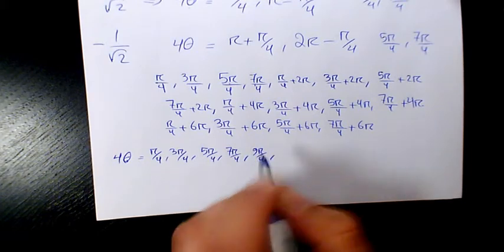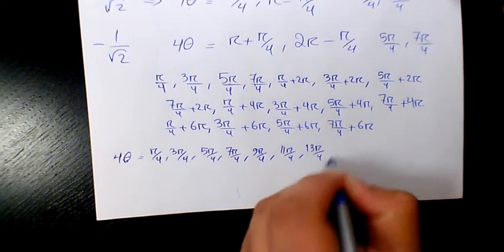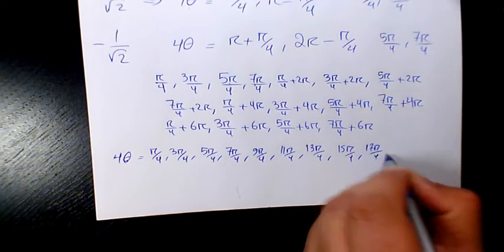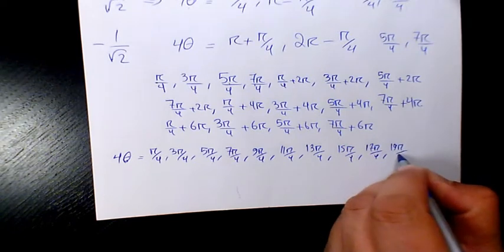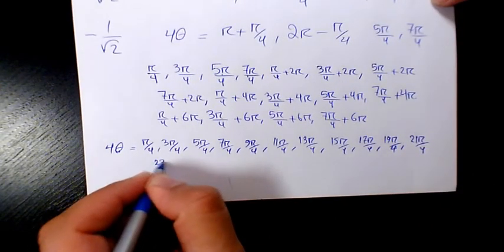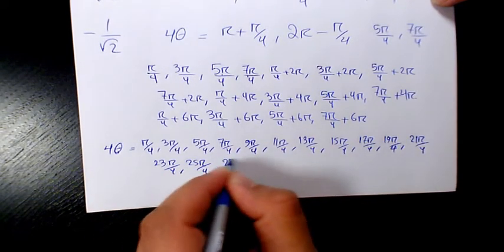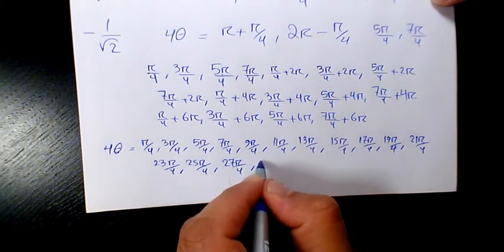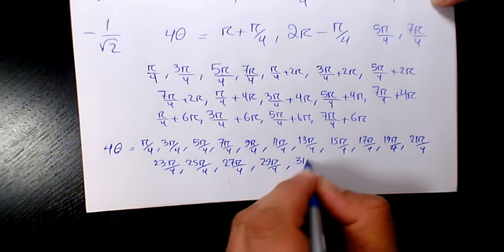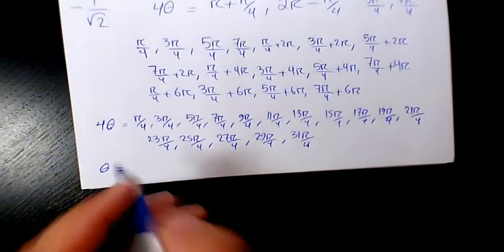9 pi over 4, 11 pi over 4, 13 pi over 4, 15 pi over 4, 17 pi over 4, 19 pi over 4, 21 pi over 4, 23 pi over 4, 25 pi over 4, 27 pi over 4, 29 pi over 4, 31 pi over 4.